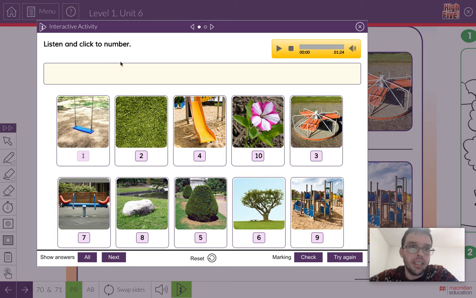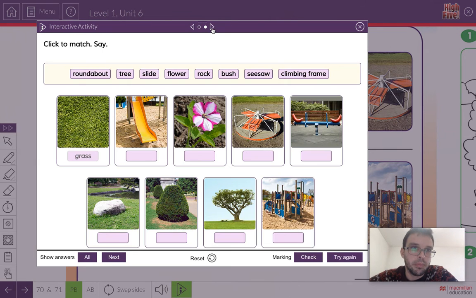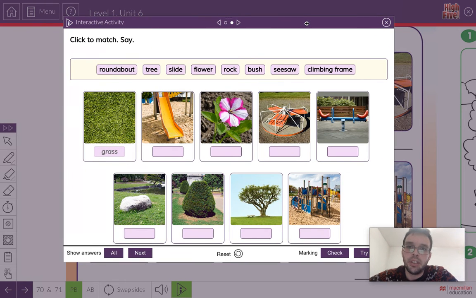So let's have a look. Okay. And we can do this all together. Now you have to write the word in your book. Okay. So the first word is grass. Find the picture and write the word grass.